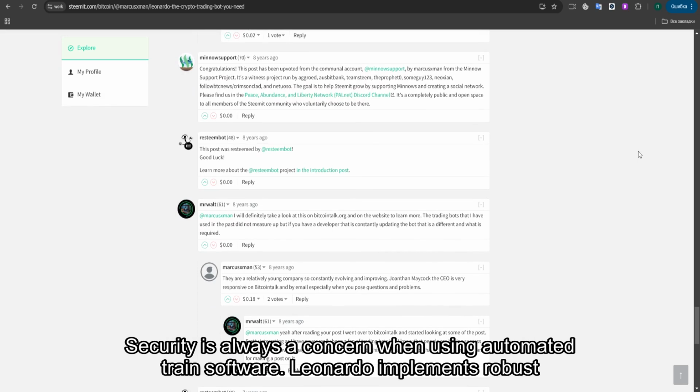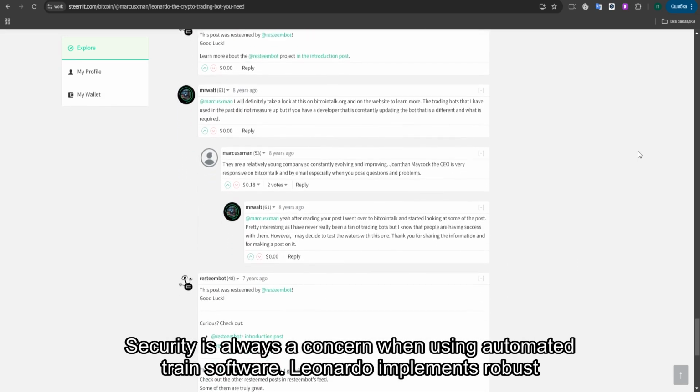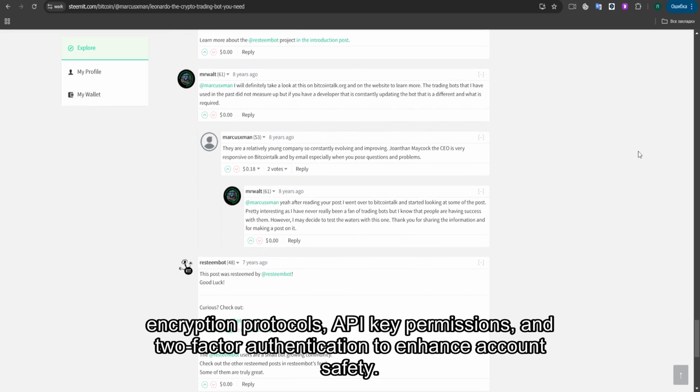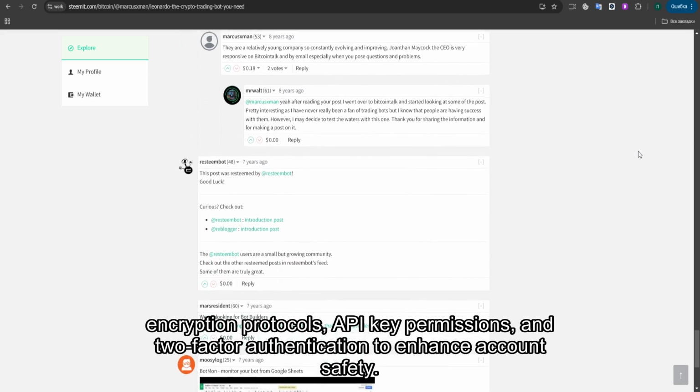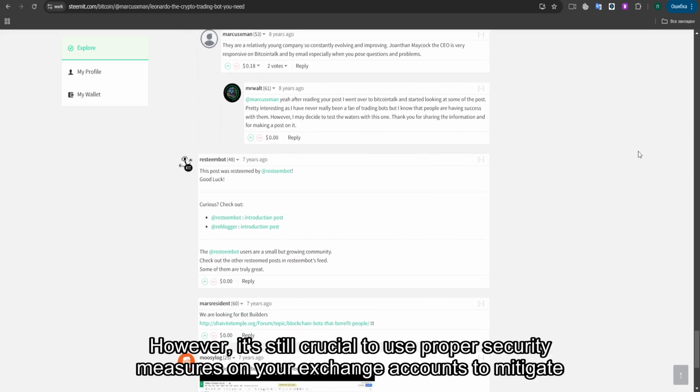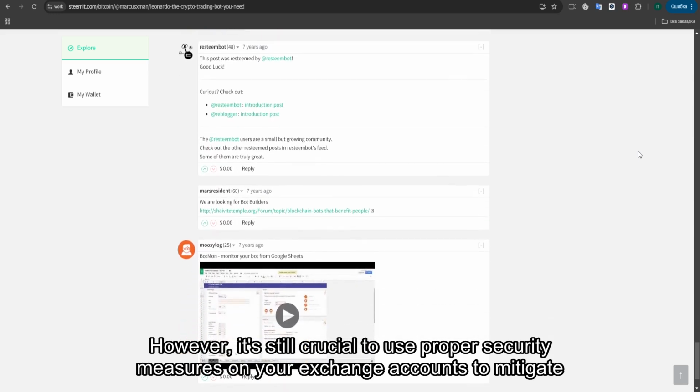Security is always a concern when using automated trading software. Leonardo implements robust encryption protocols, API key permissions, and two-factor authentication to enhance account safety. However, it's still crucial to use proper security measures on your exchange accounts to mitigate risks.